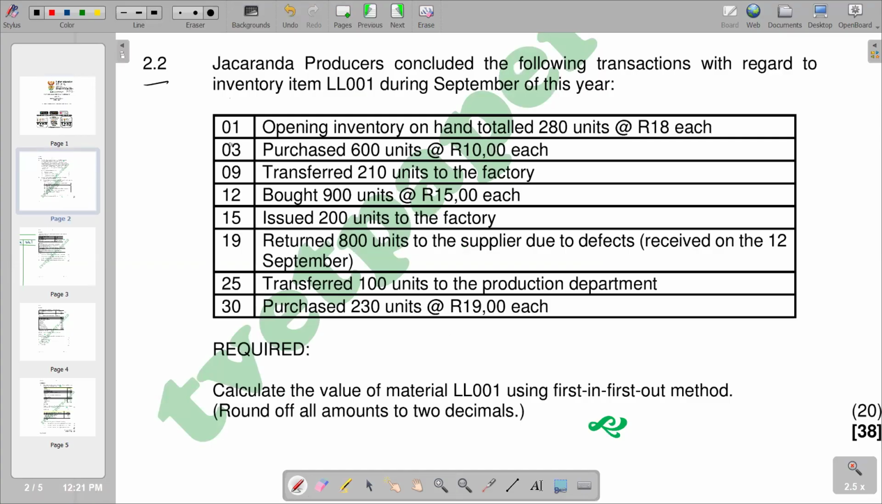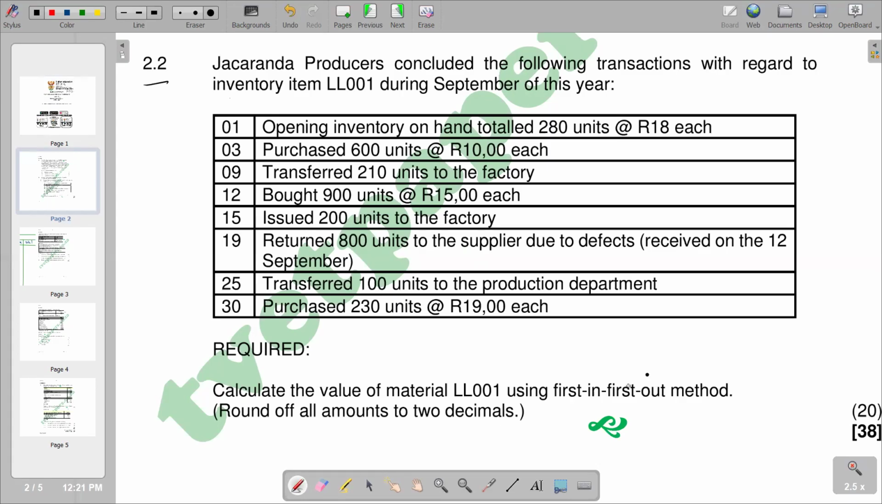So the question reads, Jacaranda producers concluded the following transactions with regard to inventory item LL001 during September of this year. So we are given the information of the movements of inventory in terms of the opening inventory and what was received during the period and what was issued during the period. So this is what we, on the required part, it is calculate the value of material LL001 using first in, first out method, rounding off all amounts to decimals.